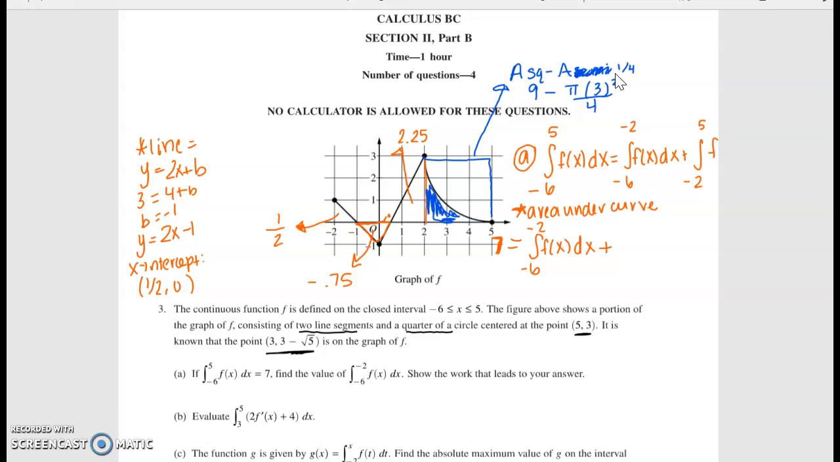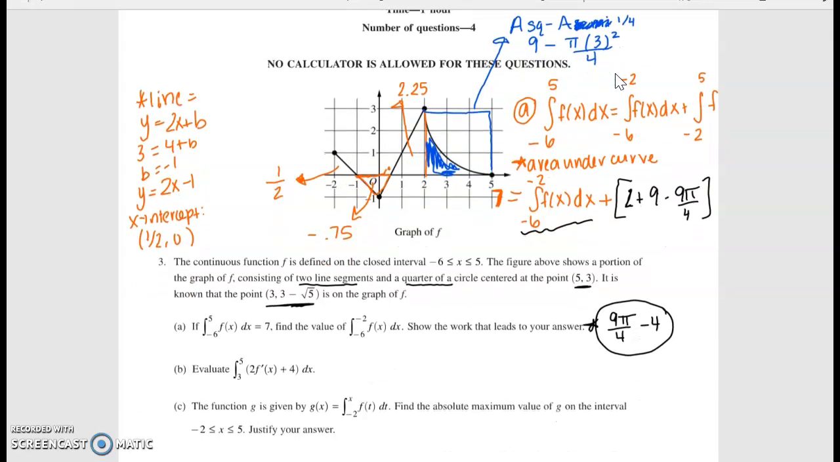Okay. 7 equals this plus, when we add the triangles together, we're going to get 2 plus 9 minus 9 pi over 4. Now this is a non-calculator question. So when you actually solve for this integral here that I'm underlining in black, I'll write the answer right down here. You're going to get 9 pi over 4 minus 4. That is our answer for letter A.